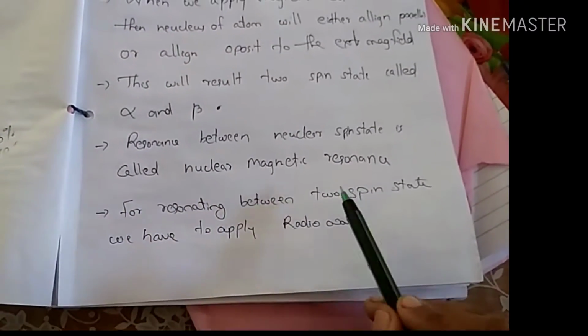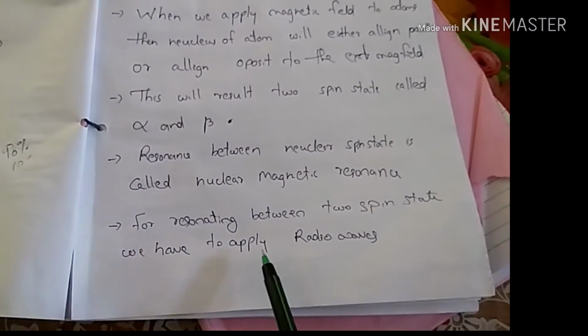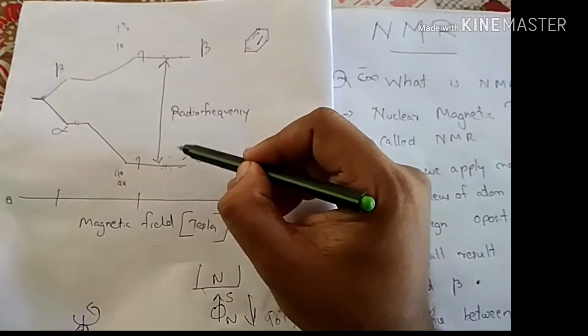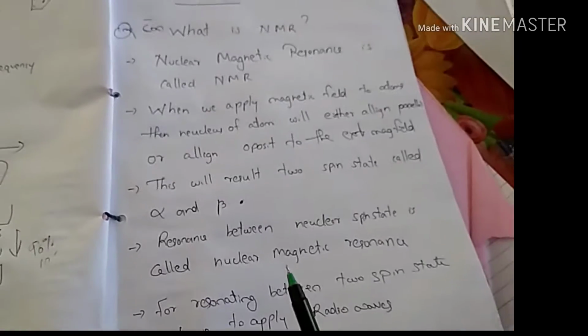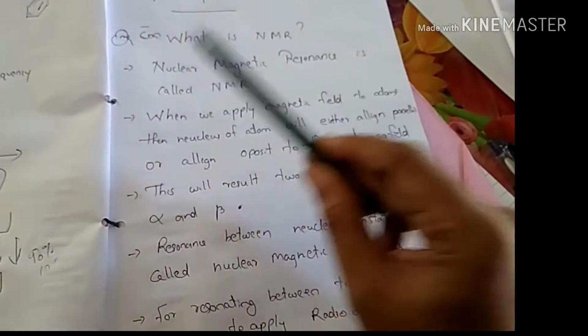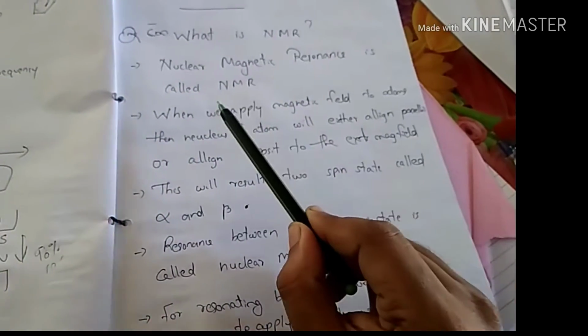For resonating between two spin states, we have to apply radio waves. So we will one more time conclude what is NMR. Nuclear magnetic resonance is called NMR.